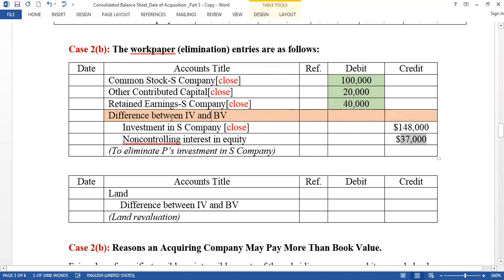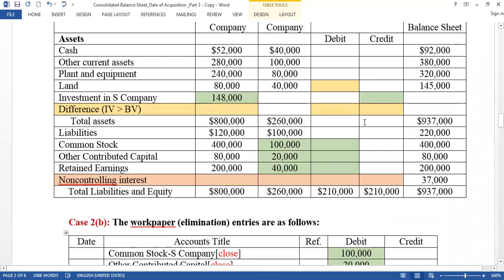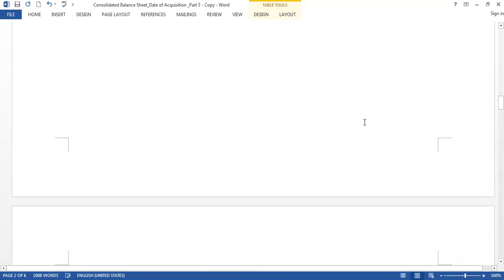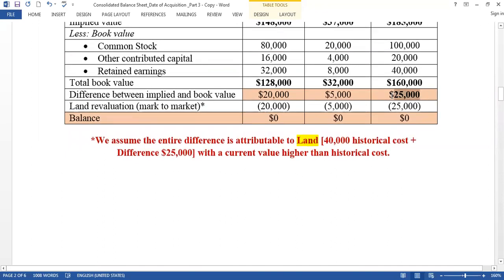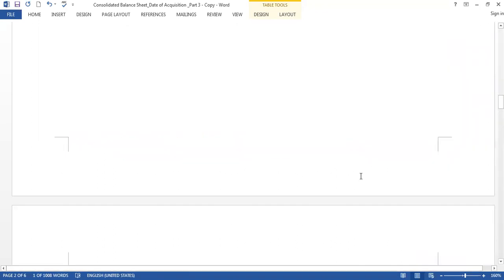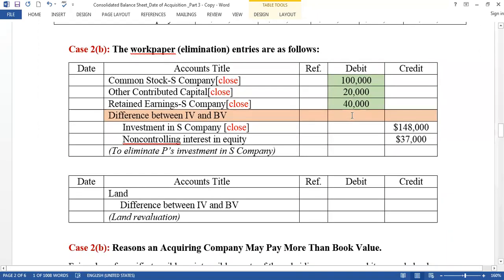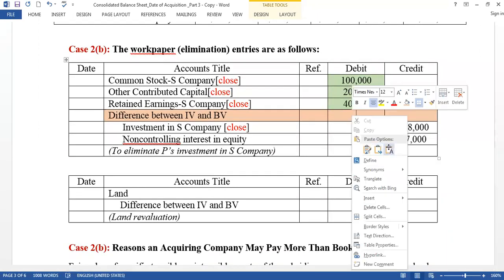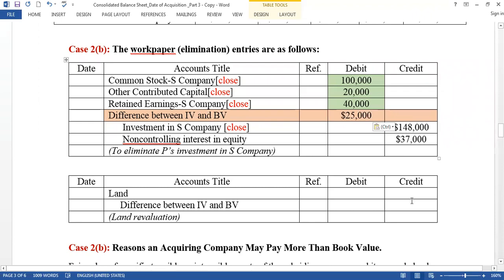Now we have another account remaining, called difference. Where should we put the difference, on the debit side or the credit side? According to this example, debit or credit? Debit side. Why debit side? Because the credit side is more. Very good. So the difference is $25,000, and we have to record it on the debit side. Clear?